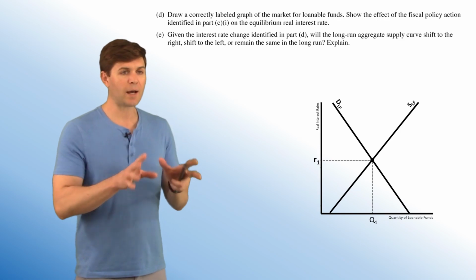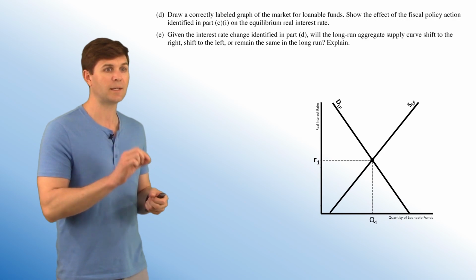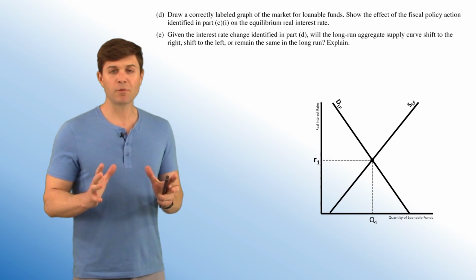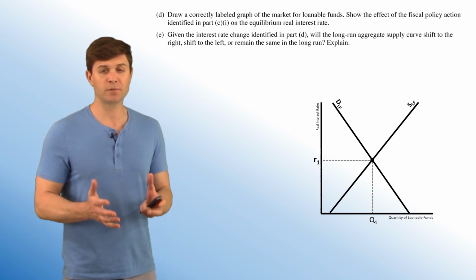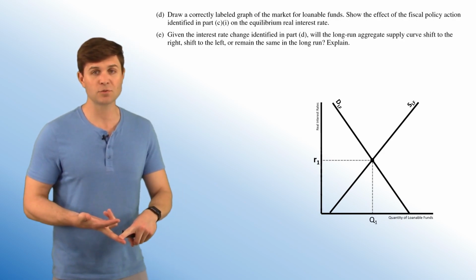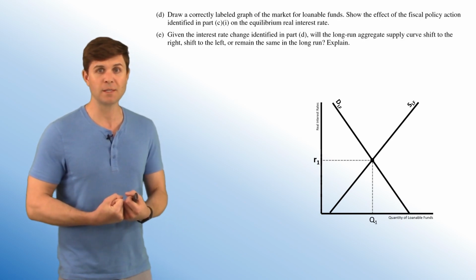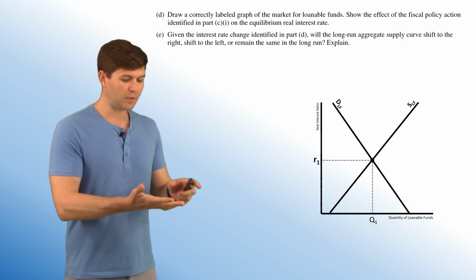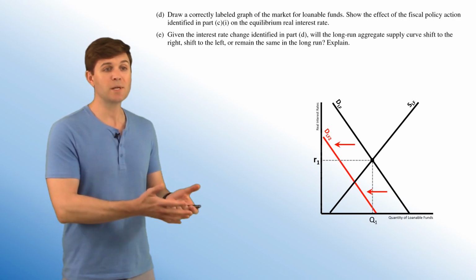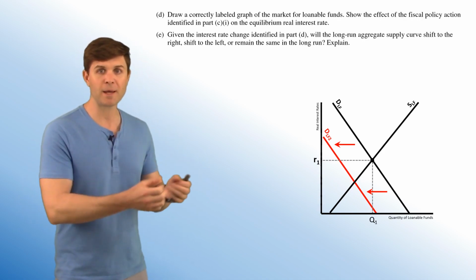All right, now, we've got our model here. Now we want to show the effect of the fiscal policy action identified in Part C on the equilibrium interest rate. So if the government engages in contractionary fiscal policy, they're either spending less or taxing more or sending out less transfer payments. Any one of those policies is going to reduce the amount of money the government needs. They're going away from deficit spending, so they're going to be borrowing less. So it could be a demand for loanable funds decreasing. The government's borrowing less to spend less.